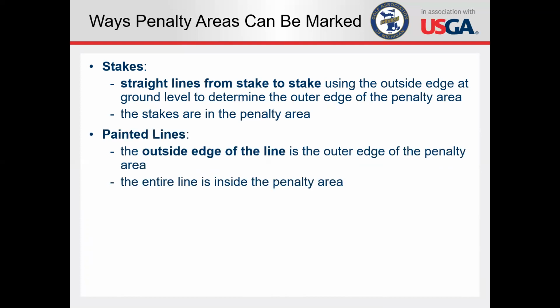Okay, painted lines, which you see frequently with our events. The outside edge of the line is the outer edge of the penalty area, or the edge of the line that's closest to the golf course. And if your ball is on that line or touching the line at all, then the ball is in the penalty area.